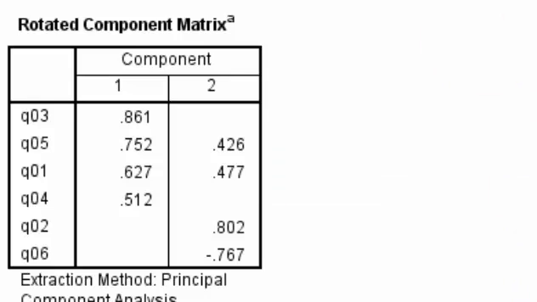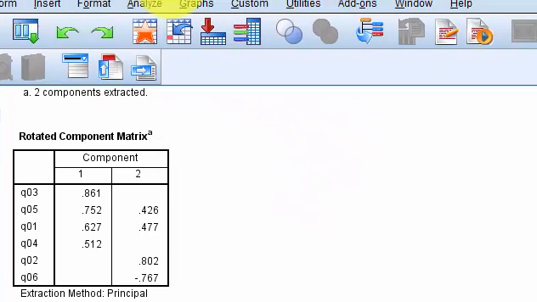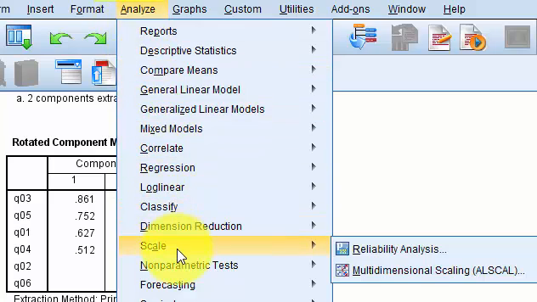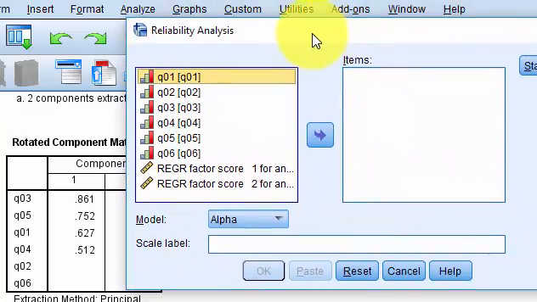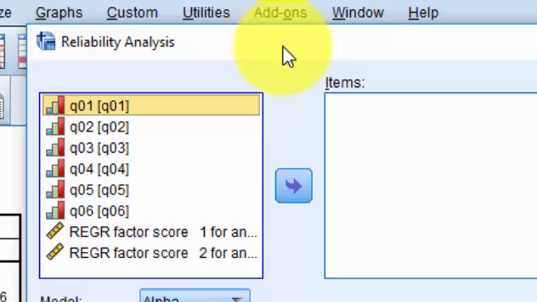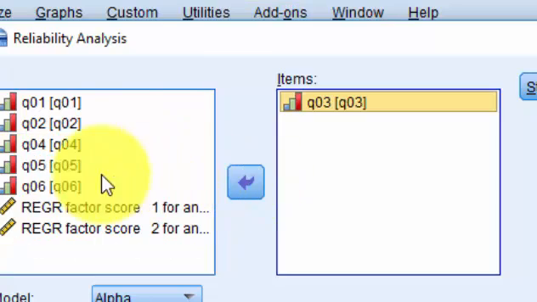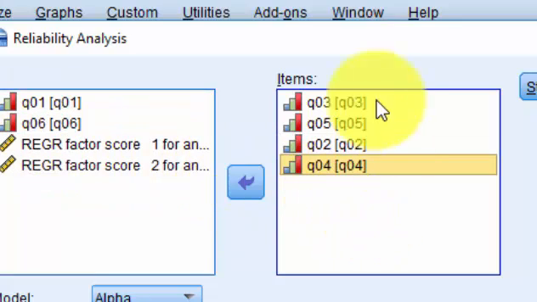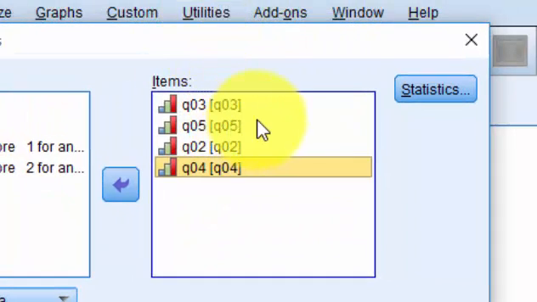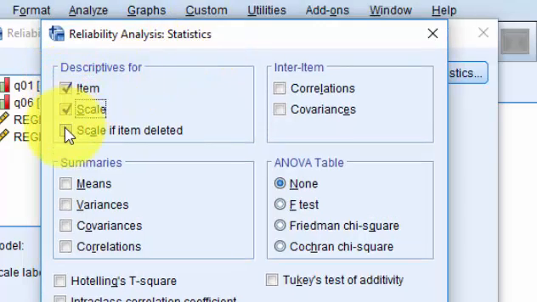Second part is to check the reliability of these new factors. So hold on. You're going to go to Analyze, Scale, Reliability. We're going to look at the Cronbach's alpha. So the first question seemed to be, what are they? 3, 5, 1, 4. The reason they're in this order is because question 3 loads up the best, 5 second best, 2 third best, etc. And we always want the scale if item deleted.